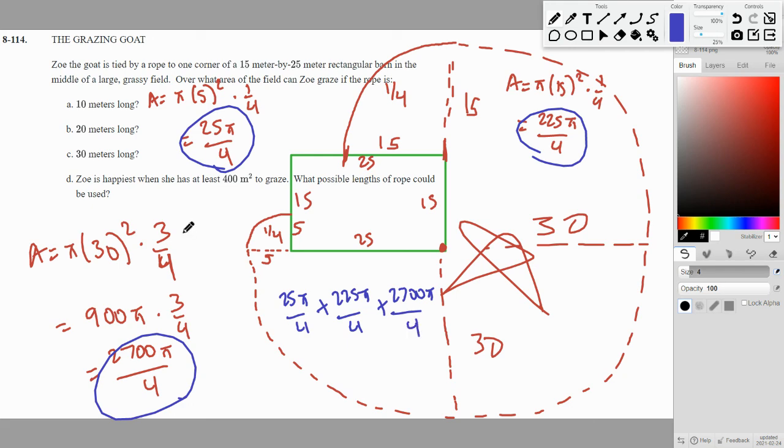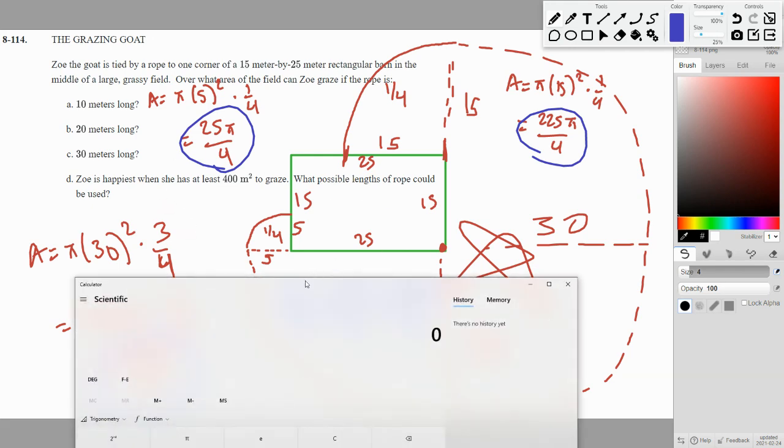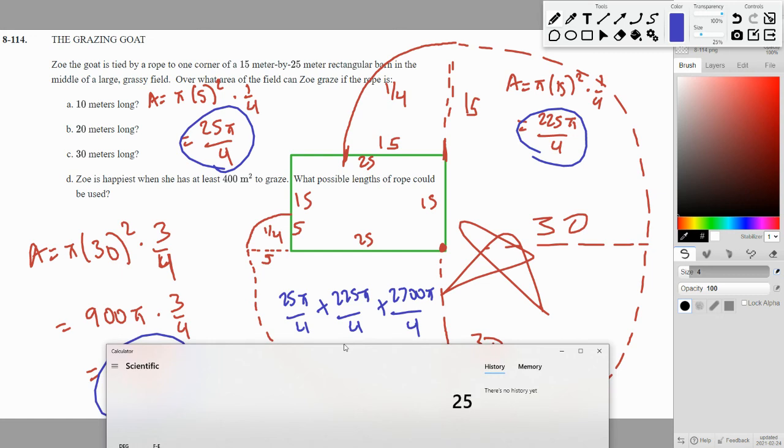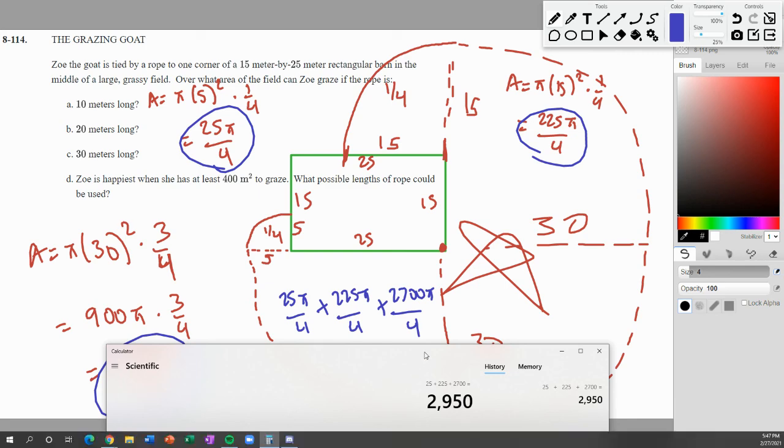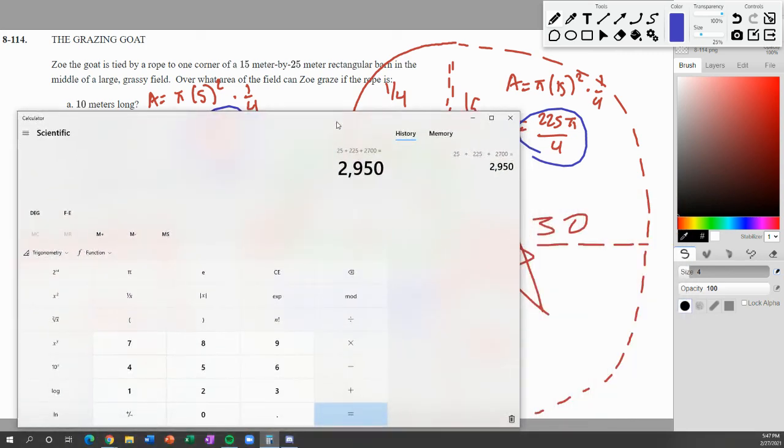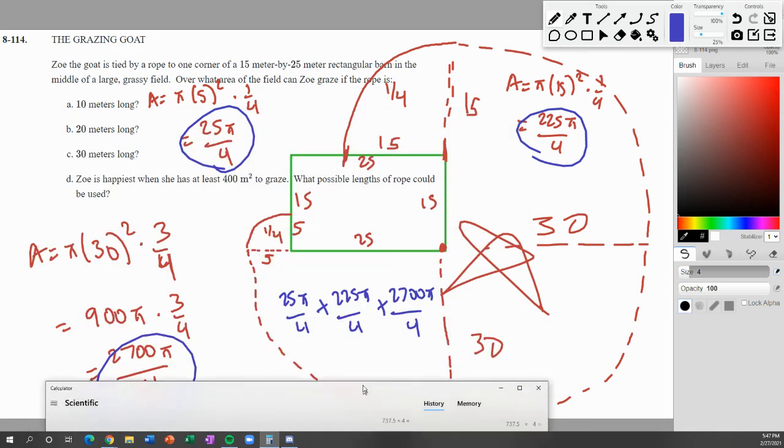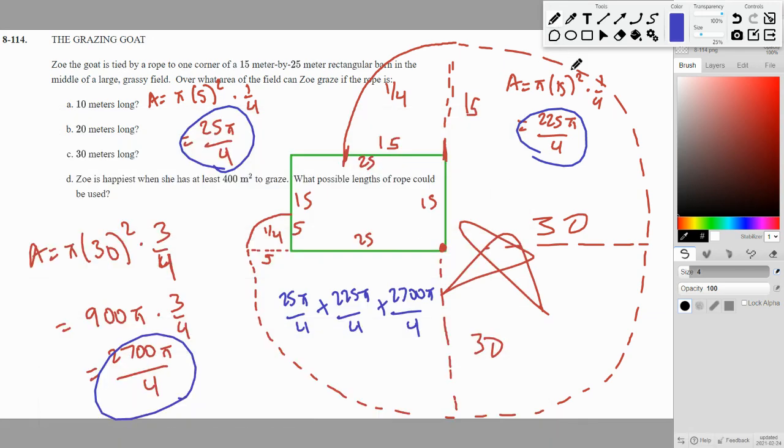I'm going to use a calculator just to show the quick math. So 25 plus 225 plus 2,700 is 2,950. Let's see if we can divide this by 4. I'm not sure if it does, and it's not the best. So we're just going to keep things as 2,950 pi divided by 4. So that's the total area. It all equals 2,950 pi divided by 4 meters squared.